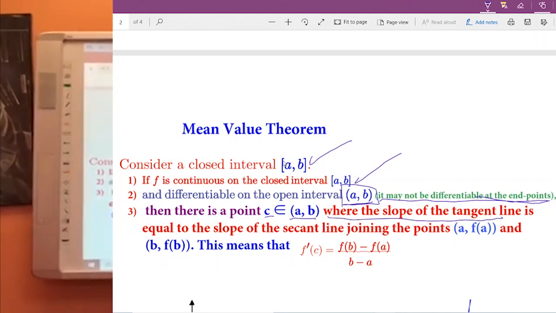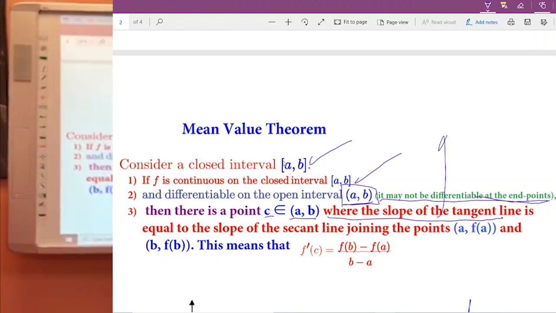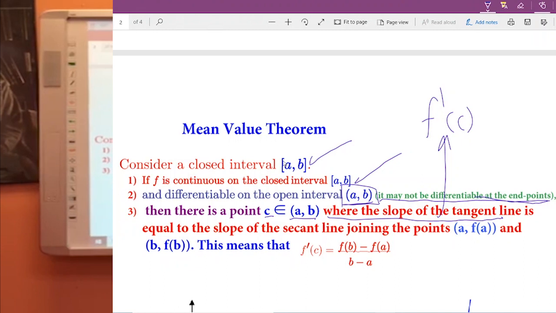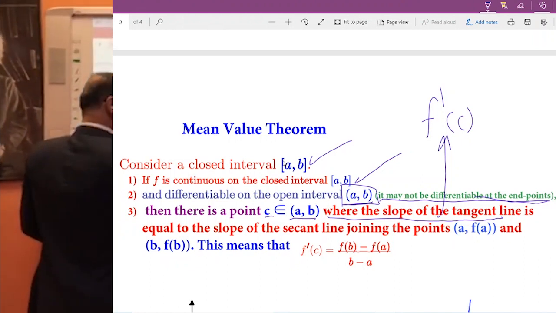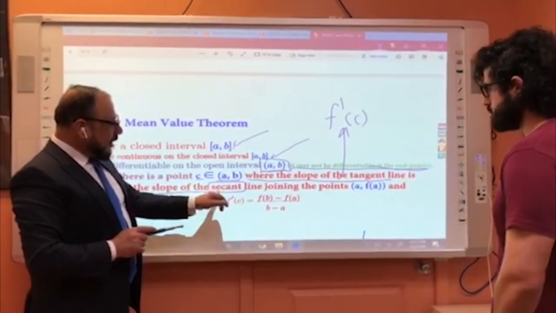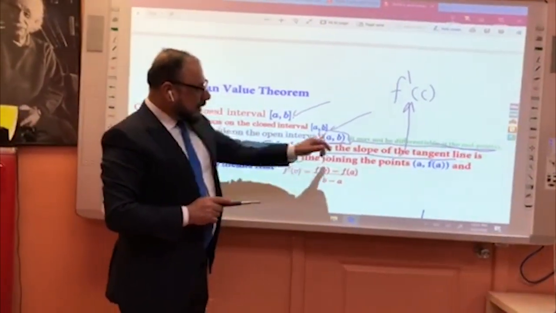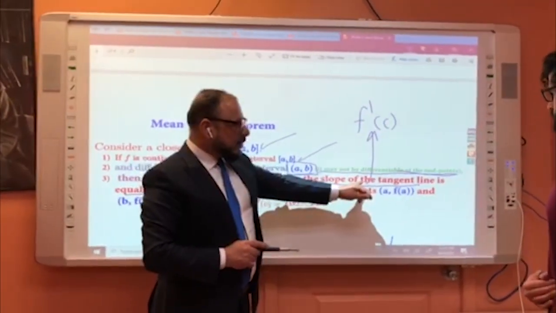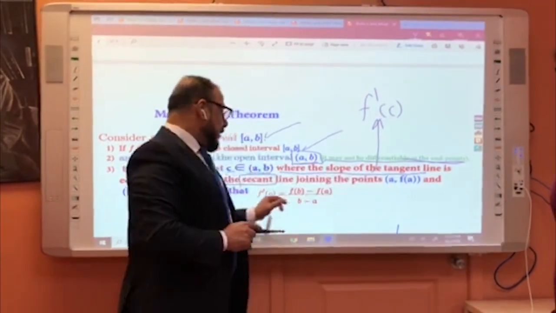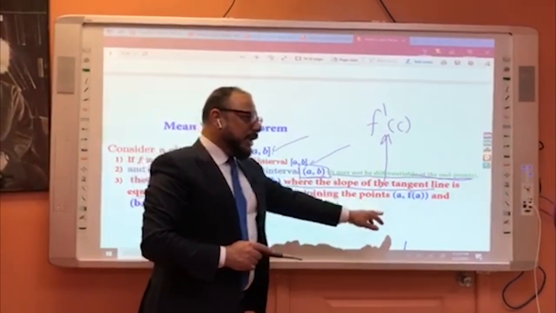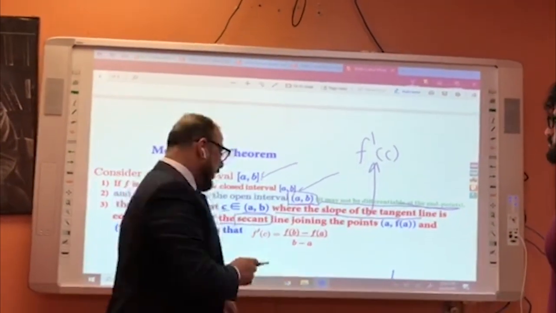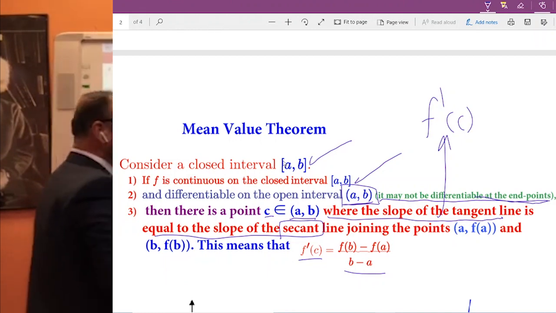If these two conditions hold, then there is a c in (a, b) where the slope of the tangent, f prime of c, is equal to the slope of the secant. Most students get confused between the secant and the tangent. The slope of the tangent means derivative. The slope of the secant means the average rate: (f(b) minus f(a)) over (b minus a). Both have to be equal. Good?